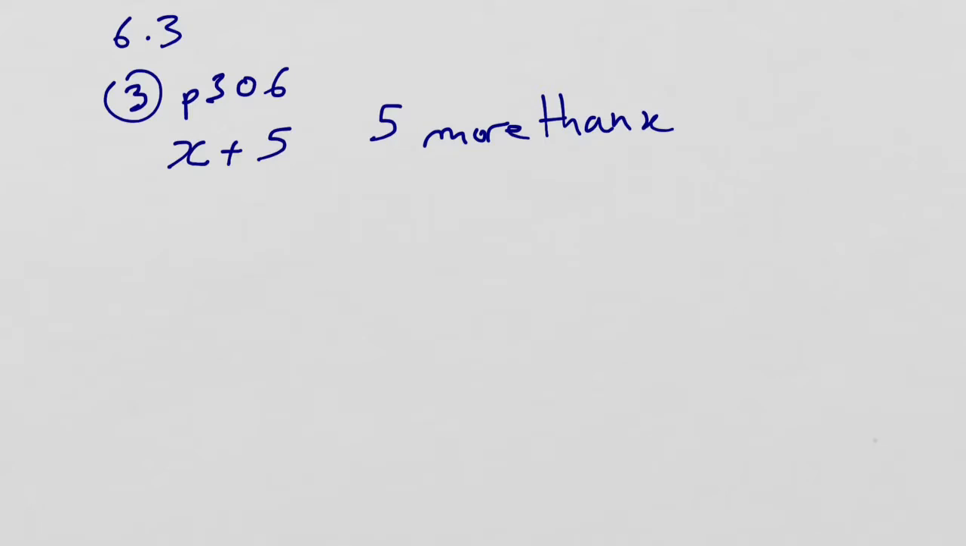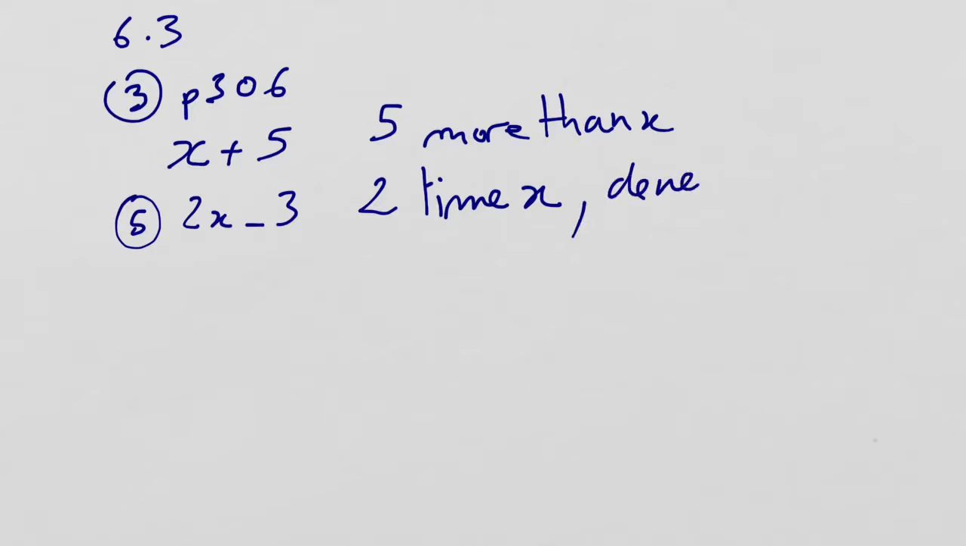Okay? Now, if I take a look at problem number 5, still page 306, you have 2x minus 6, minus 3. Why did I say minus 6? Minus 3. And that can be written as 2 times x decreased by 3.